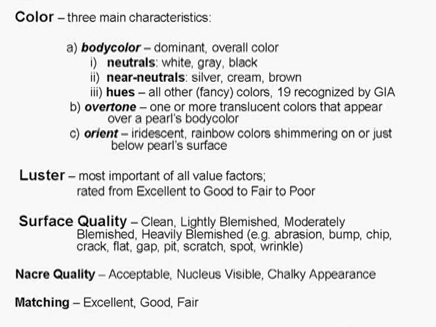Then overtone: one or more translucent colors that appear over the pearl's body color. So you have the main body color, then you see this kind of funny overtone on top of it. Not quite the same. Gee, it doesn't quite look white, but it has kind of a pinkish color covering it. And finally, orient: iridescent, rainbow colors shimmering on or just below the pearl surface.